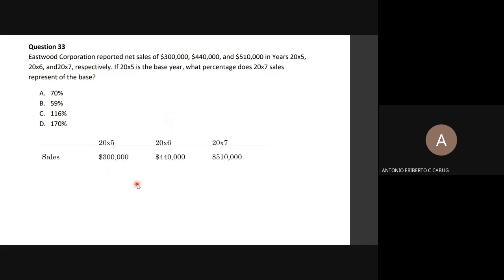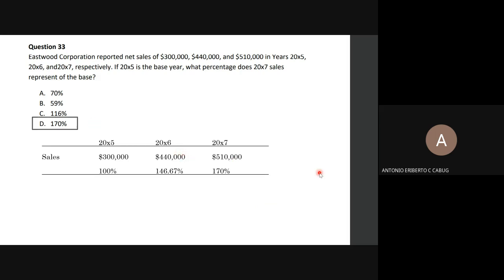So ito yung sales natin, no? 300K, 400K and 510K. If you are just asked for the percentage of 20x7 sales represent of the base, what you need to do is to just divide this by the base year's amount of 300,000. $510,000 divided by $300,000. This will give you 170%. Okay lang? Okay.